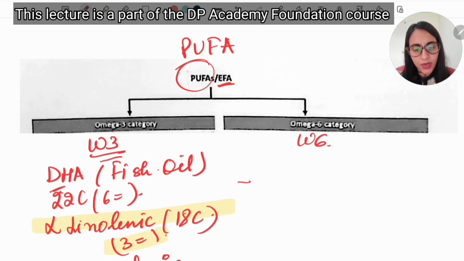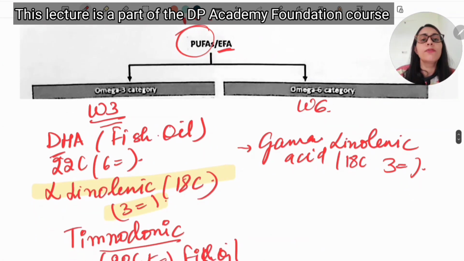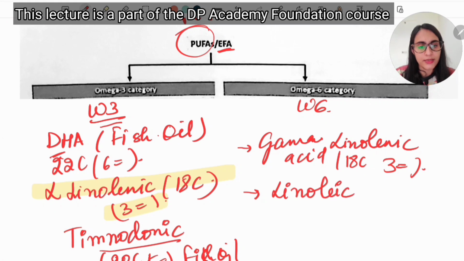Now coming to omega 6. In omega 6 we have gamma linolenic acid. Gamma linolenic acid is an 18 carbon compound, and it has got 3 double bonds. This is the oil of evening primrose. Then in the omega 6 category, linoleic acid. Guys, linoleic acid is the most essential fatty acid.